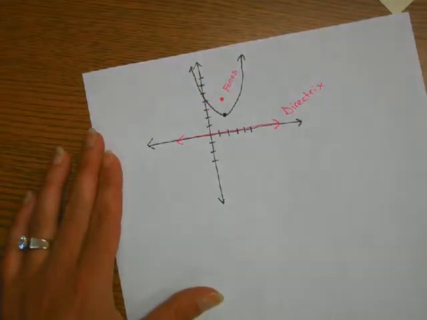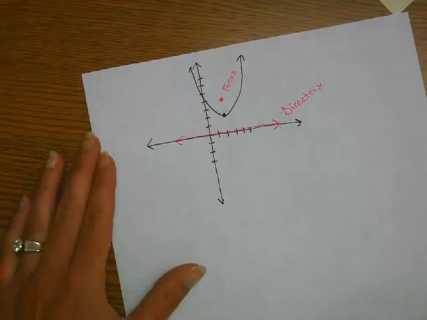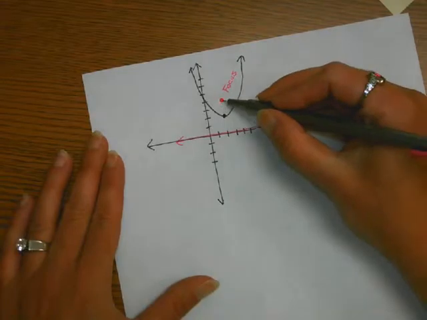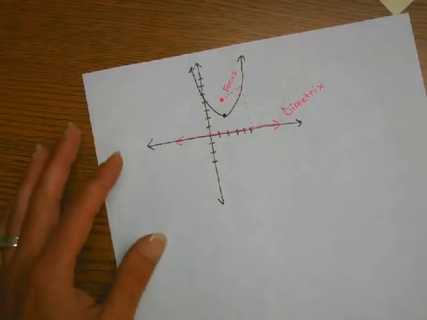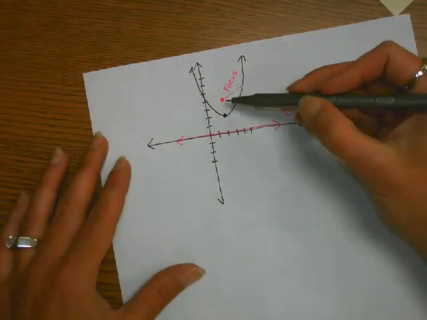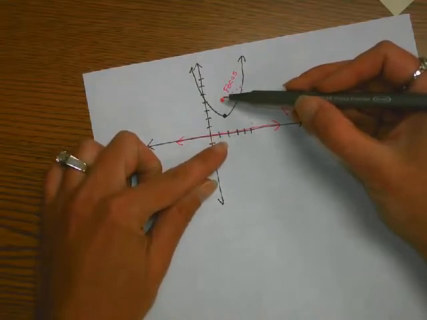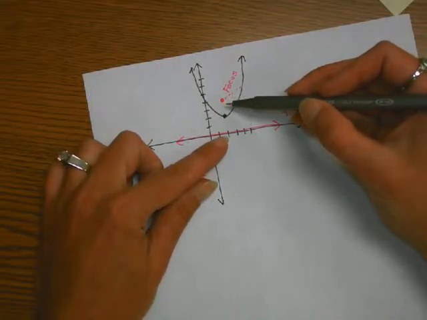There are two things I want you to notice. First off, the focus is inside of the quadratic. The quadratic is wrapping around it. And the directrix is on the outside. Every single point on a quadratic is actually the same distance from the focus as it is from the directrix. Now my drawing isn't very accurate, but it is. So as I move the focus away from the vertex, my quadratic would open up wider. The closer it is, it'd be narrower.